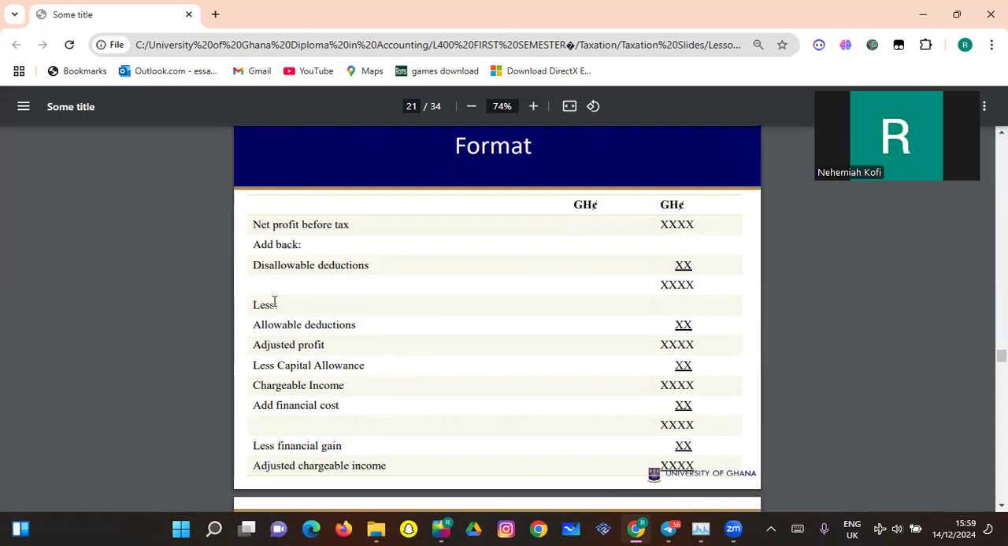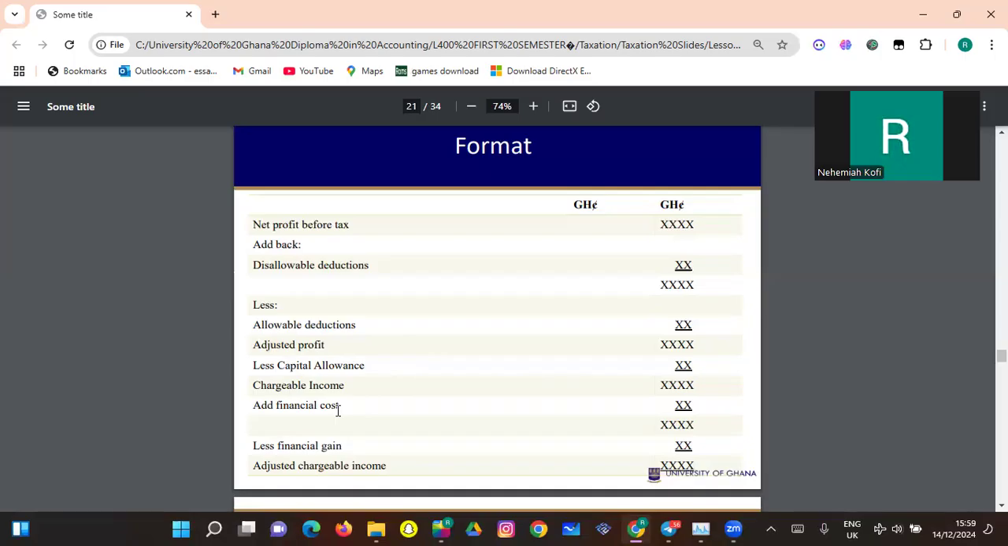So now after doing this, you come and then less your allowable deductions, which can be capital allowances, research and development, again, the one that was really allowed, and then you get adjusted profit. Then you less capital allowance here. All right. So after that, you come in and get your chargeable income.